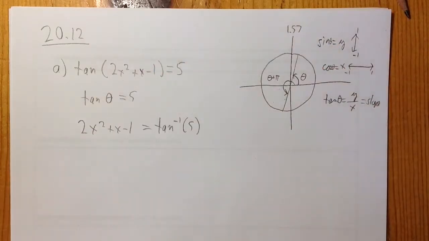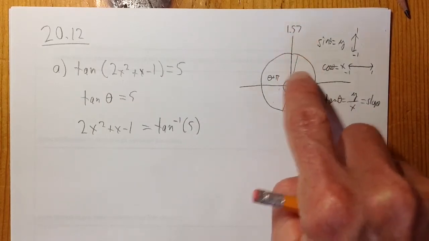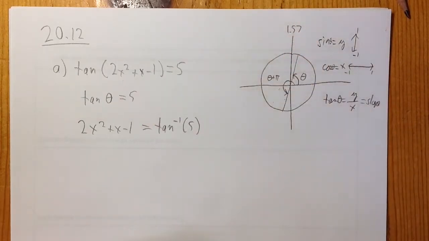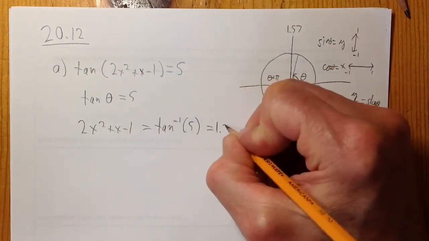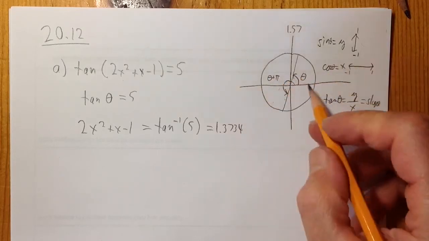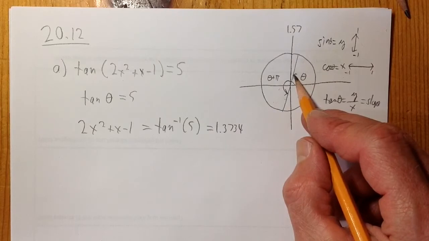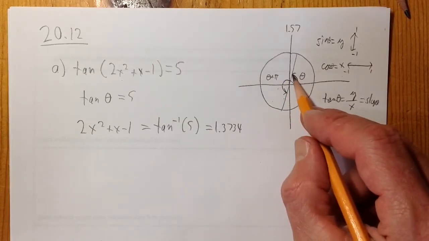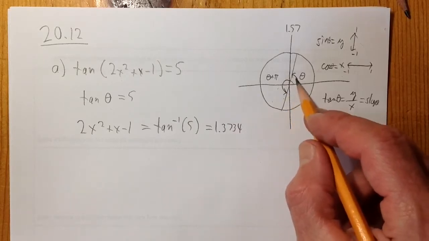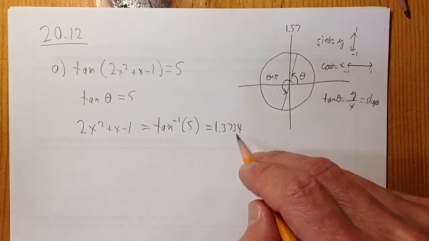And make sure your calculator's in radians. We're dealing with radians here. So 1.57 radians, we're guessing it's like 1.4. So I go 5, an inverse tangent, and I get 1.3734. So 1.3734, which again makes sense about there. But that's only one answer. The next answer is that plus pi. And we could go plus 2 pi, and 3 pi, and 4 pi, and 5 pi. So basically the answer is this plus multiples of pi.